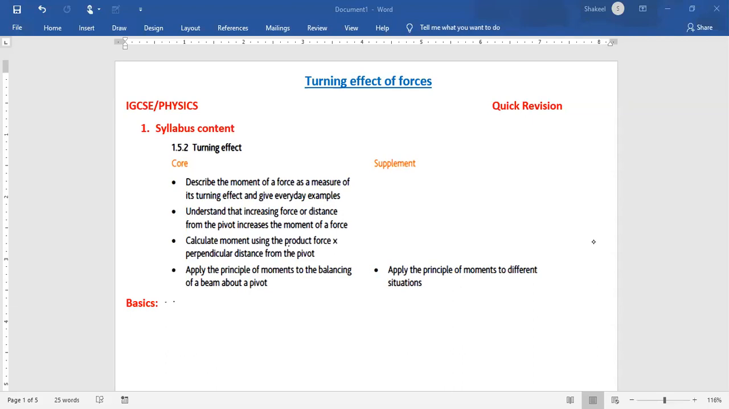Okay, today our topic is from IGCSE O-Level Physics, and that is turning effect of forces. We'll go through a quick exam revision for these syllabus points.